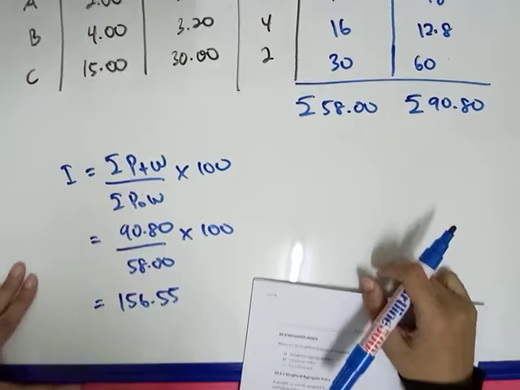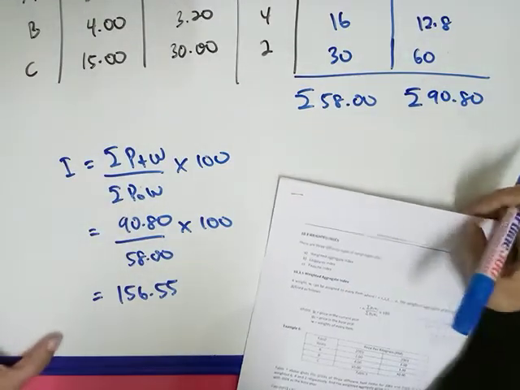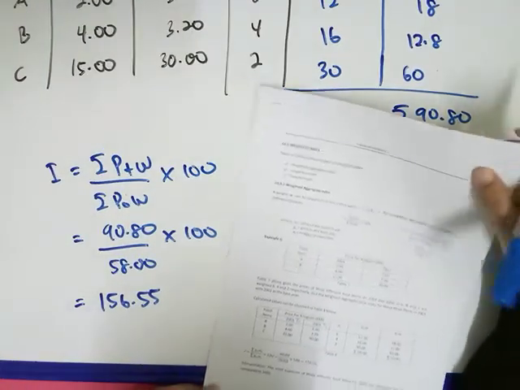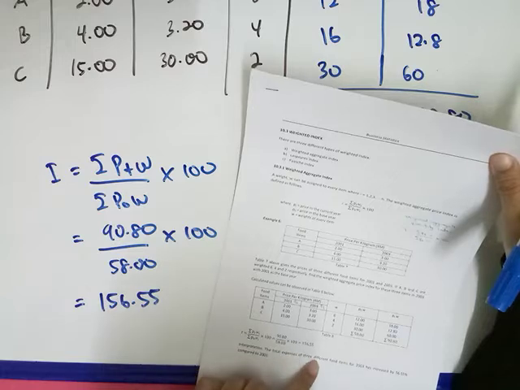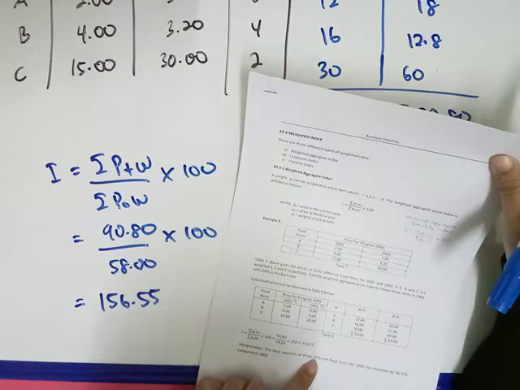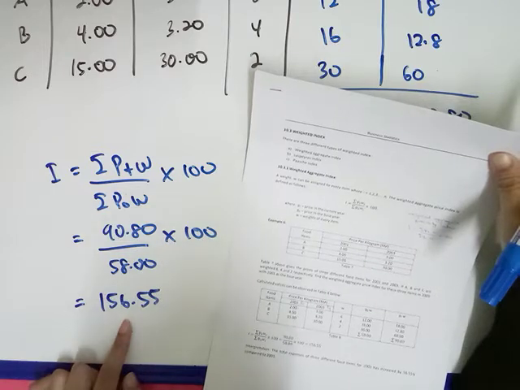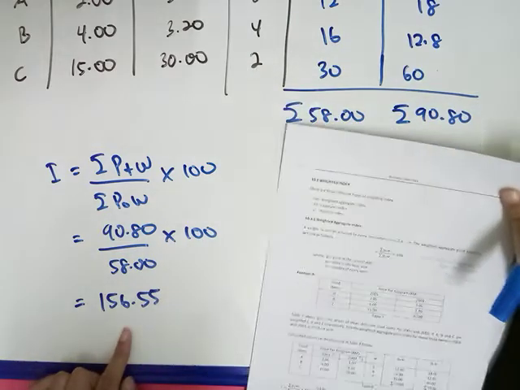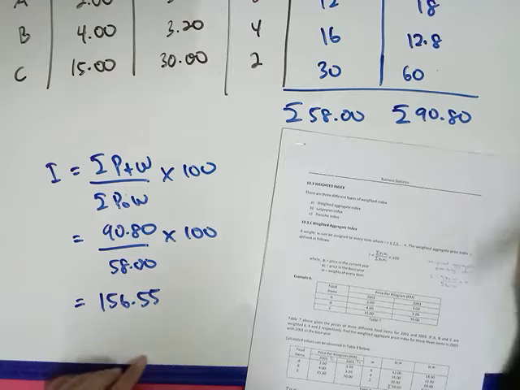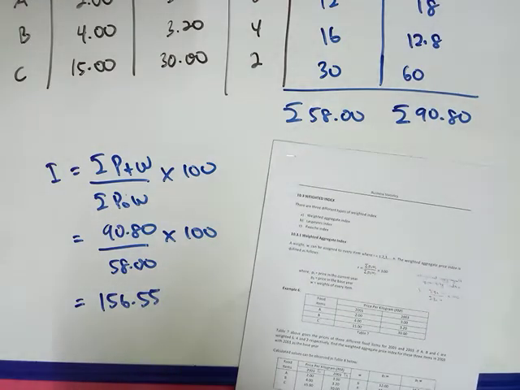Okay, you found now? And then you need to interpret. Okay, the total expenses of three different food items for 2003 has increased by 56.55% compared to 2001. Okay, you found now? So yang ni kita just go through saja weighted aggregate index ni.